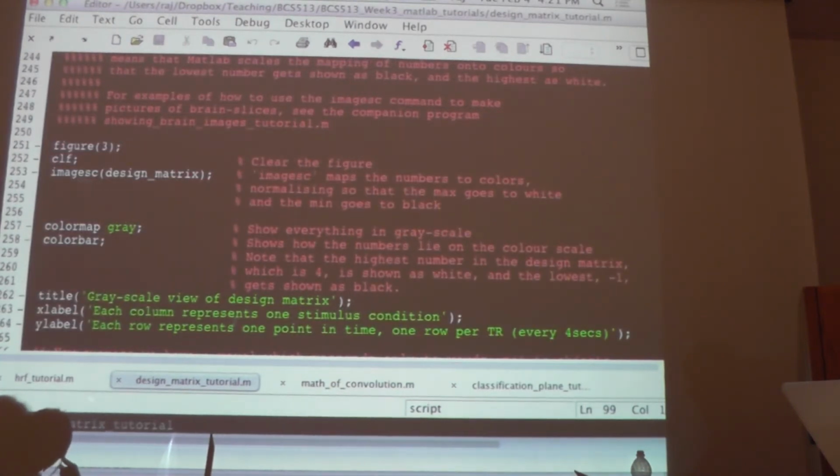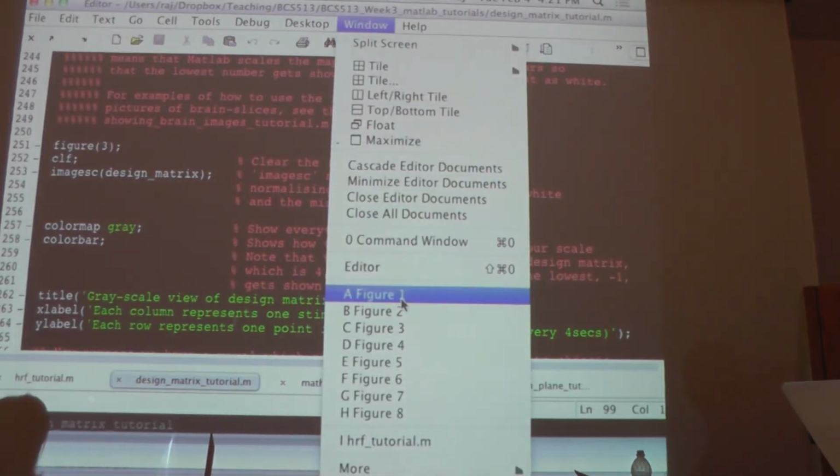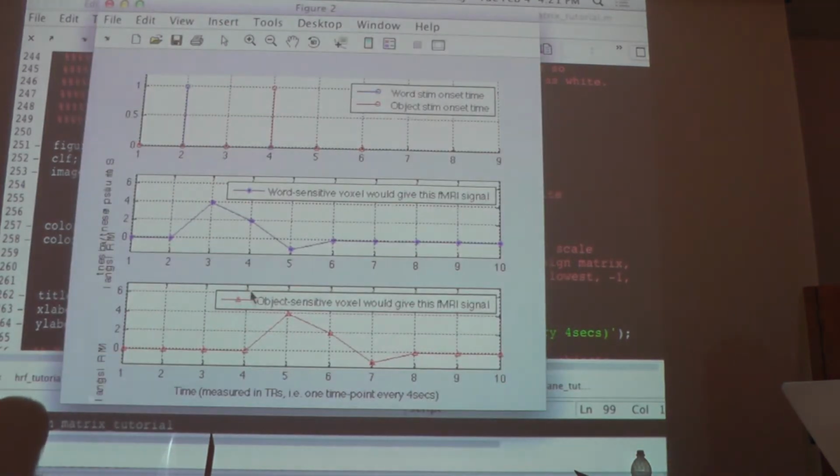So what does the design matrix look like? The design matrix is literally this thing flipped over. This is the predicted response for what a voxel would look like if it were to respond to the word, which gets presented at this time point here.